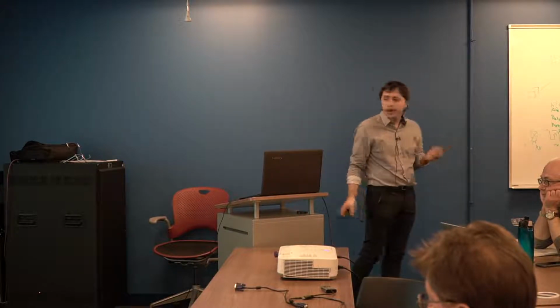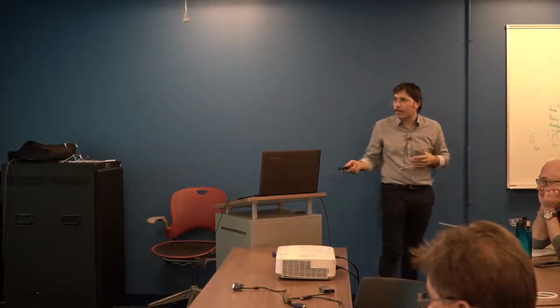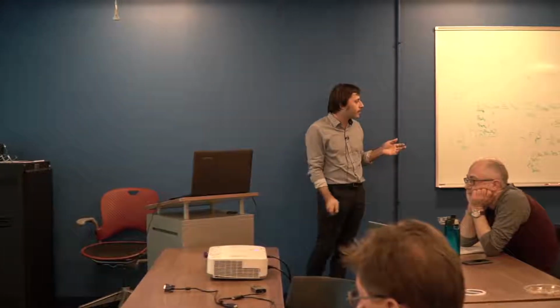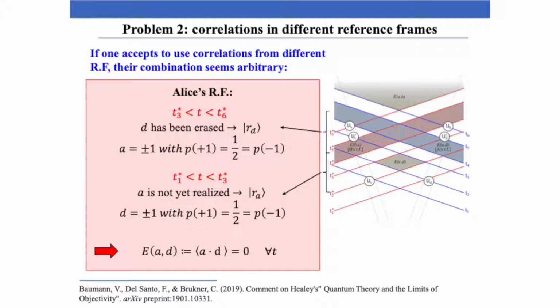You will see that in Alice's reference frame, between T1 and T3, the outcome B has not yet been realized. So the state of B is just an empty register, whereas C has been realized with probability 1/2 for the outcome plus or minus 1. Whereas in the second part, C is erased and B has been realized. So they never exist at the same time, which leads to a correlation function that gives us a result of 0. The same can be said for the results AD computed in the reference frame of Bob.